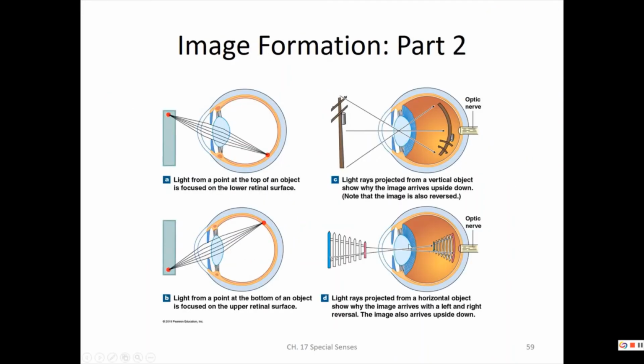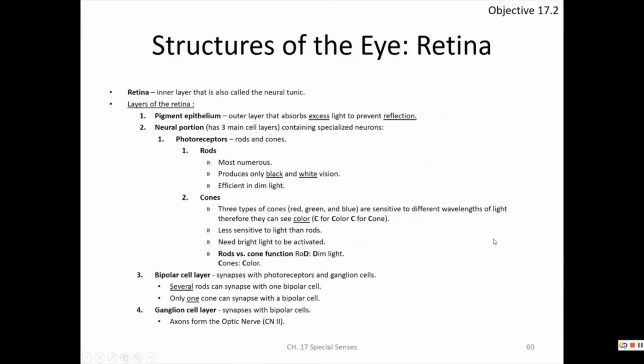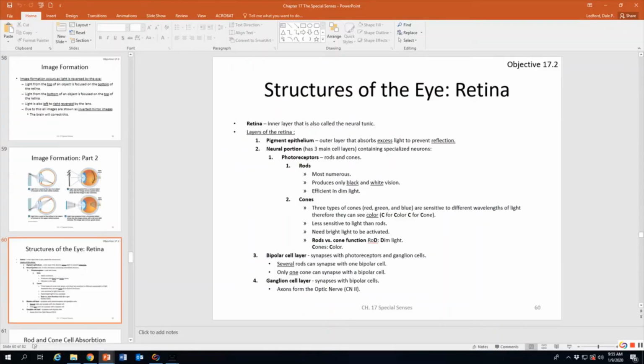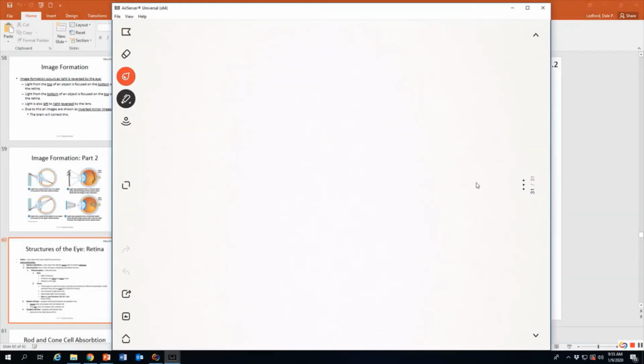Okay. Now, given that, what we want to do is turn our attention to the retina, the neural tunic, which is the inner tunic. So let's sketch this out real quick. Since you've seen this in lab already, let's do a sketch. What we're going to do with the retina is, on top of here, so we know this is the right retina.